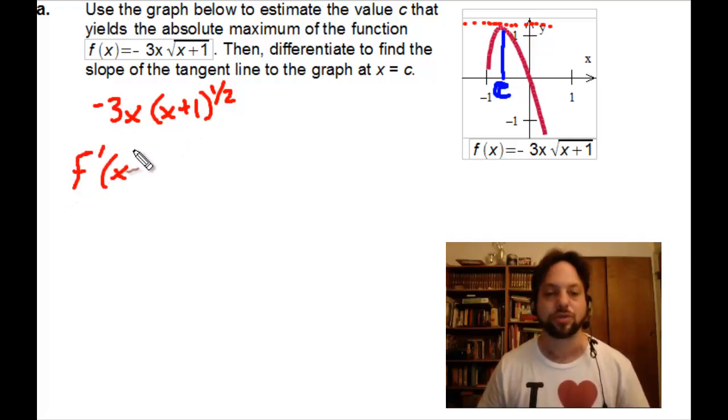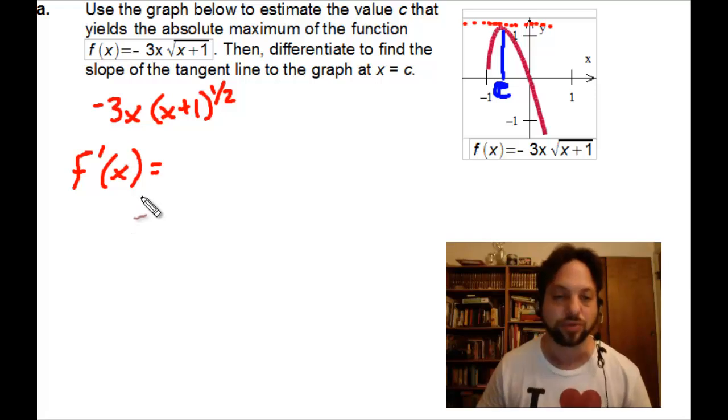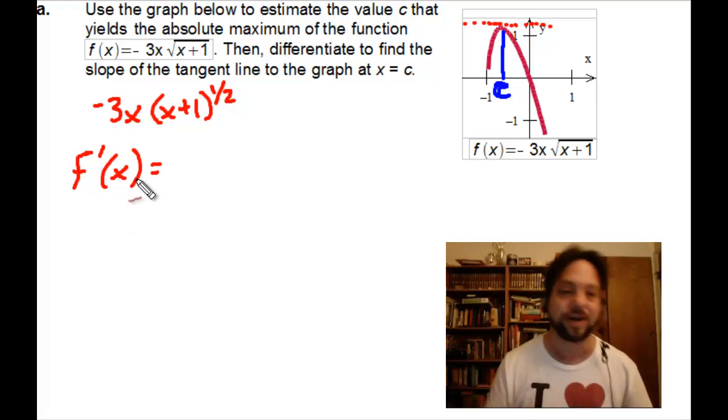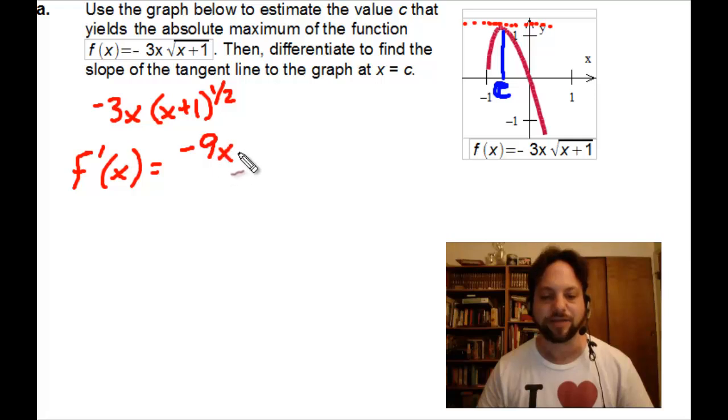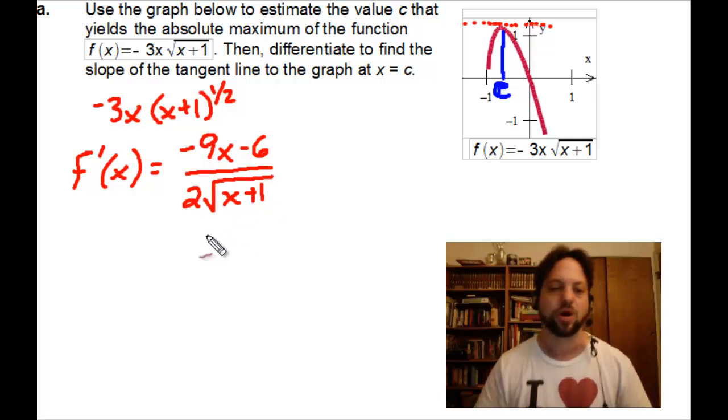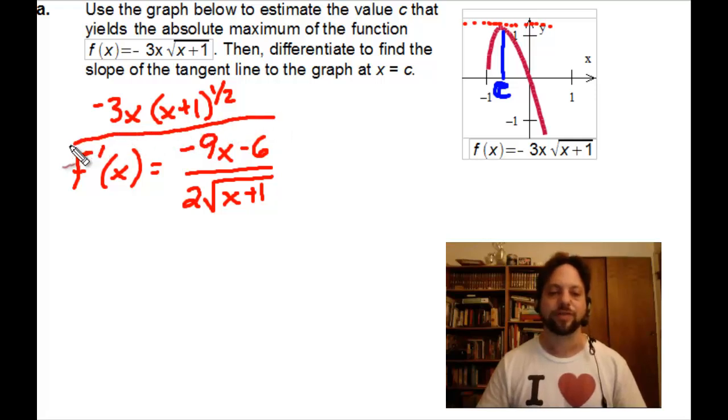I certainly encourage you to pause this video and try doing it on your own. It is a good idea to simplify it once you get there and all that good stuff. But for the sake of time, I'm going to go ahead and work this out for you right now. If we differentiate this function, what we should end up with is negative 9x minus 6 divided by 2 times the square root of quantity x plus 1. So there is the derivative of this function.